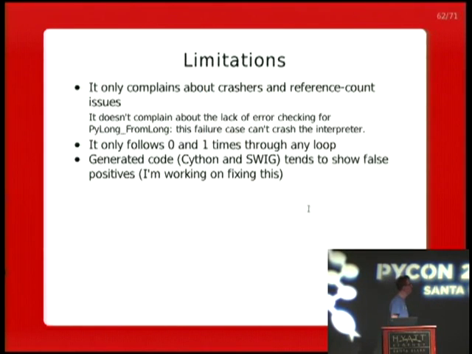As I said, there are some limitations. It only complains about crashes, and it only complains about what it knows how to complain about. It can't read your mind. So for example, it gets many of the bugs that I mentioned at the beginning of the talk, but for the case where the list is just too short, it has no way of knowing that you meant to write code that worked that way, so it can't complain about that. Also, as I said, the loop termination is a bit of a heuristic, that's my euphemism for that. And also, Cython and SWIG, well, I'm working on fixing that.